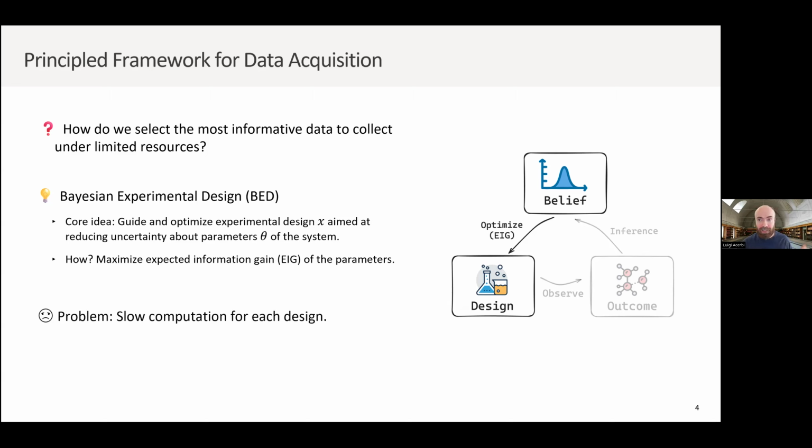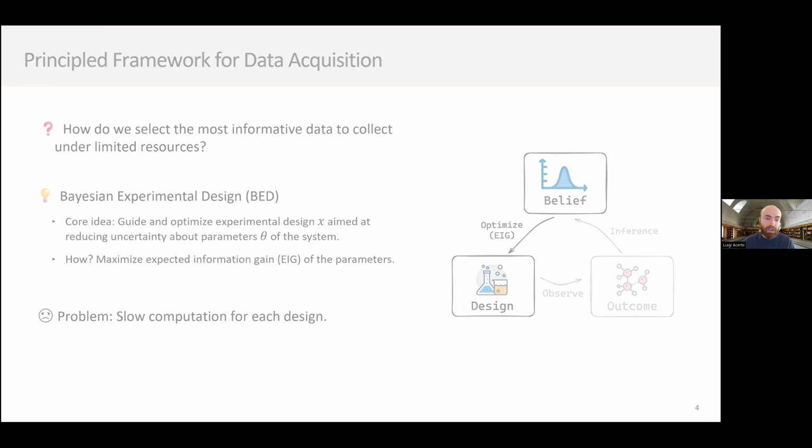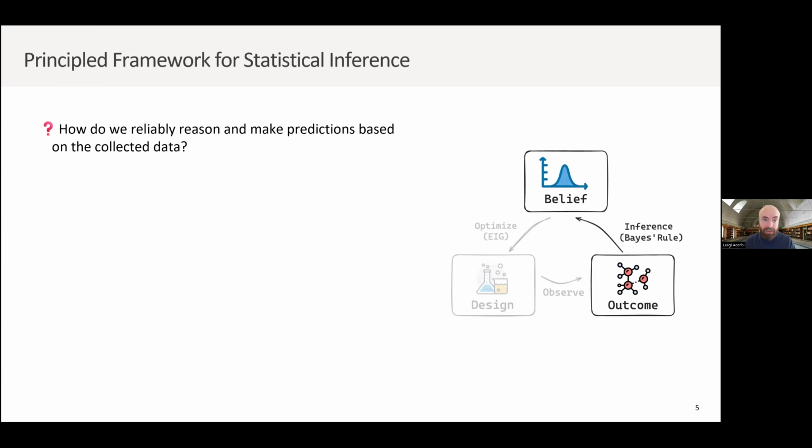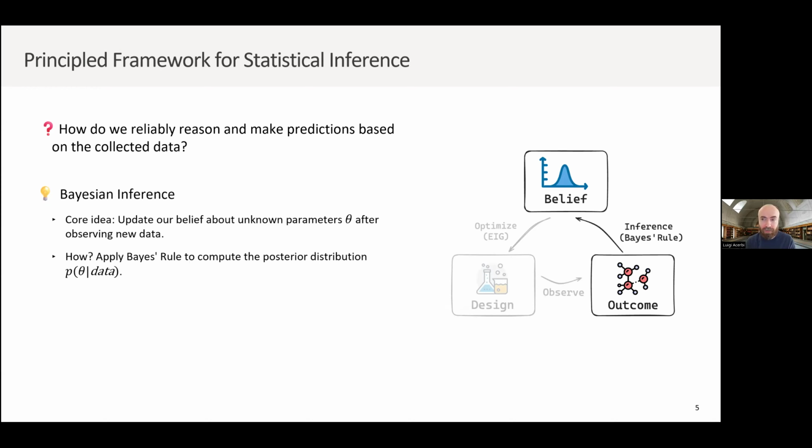This is beautiful and elegant, but like many things in Bayesian inference or Bayesian experimental design, it is very slow to compute. Similarly, we have a very nice framework for statistical inference: once we have the data, how do we make inferences about what this data tells us? Bayesian inference tells us how to do it. You update your belief about the parameters, represented as a probability distribution, and compute the posterior through Bayes rule. Again, this is all very nice and elegant, but computing it in practice is quite expensive. You can use MCMC or variational inference, but these are all costly.